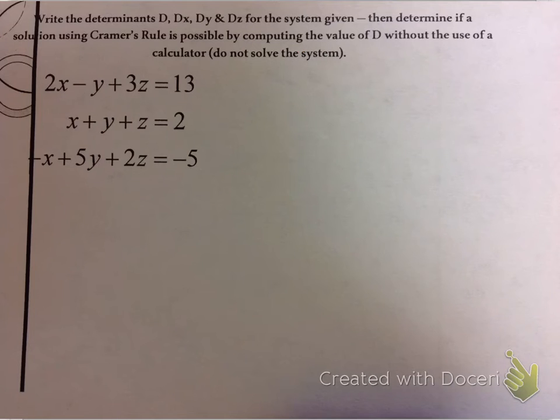Okay, so the final example just says write the determinants. It says determine if you can have a solution with Cramer's rule, which means we just need to calculate the value of D. And it says to do it without using a calculator, so we get that extra practice. But we're not actually going to solve the system because it just said write the determinants. We're not actually calculating 3 of the 4 determinants here. We're just setting them up, writing them down.